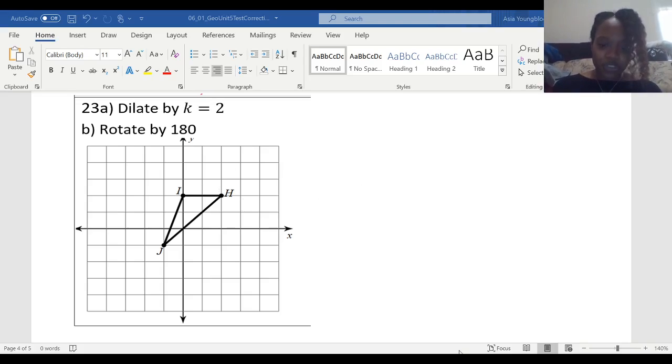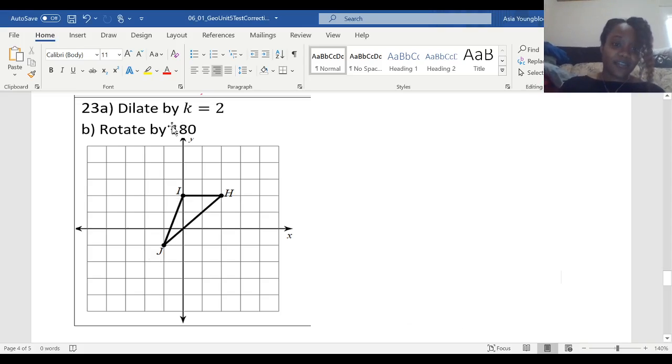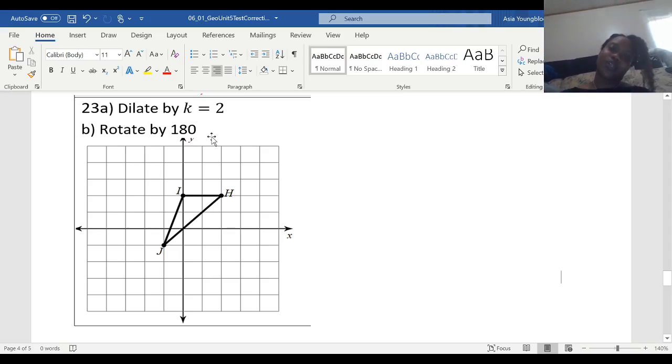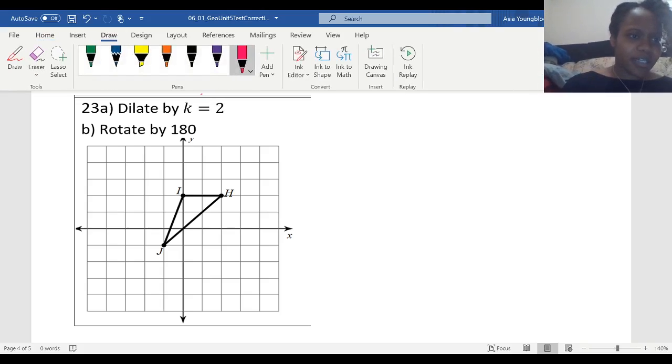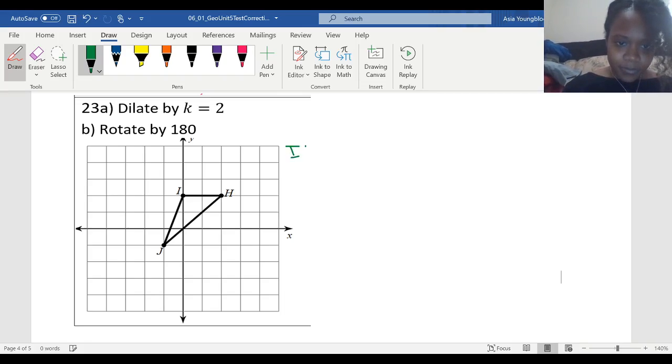In this first problem, 23, we are asked to dilate the figure by a scale factor of 2 and then rotate it 180 degrees. So it does call on some of that previous knowledge from the 3rd unit. So start by dilating. We're going to go ahead and identify our points. Our I we see is 0, 2. And we're scaling it up by 2, which gets us 0, 4.